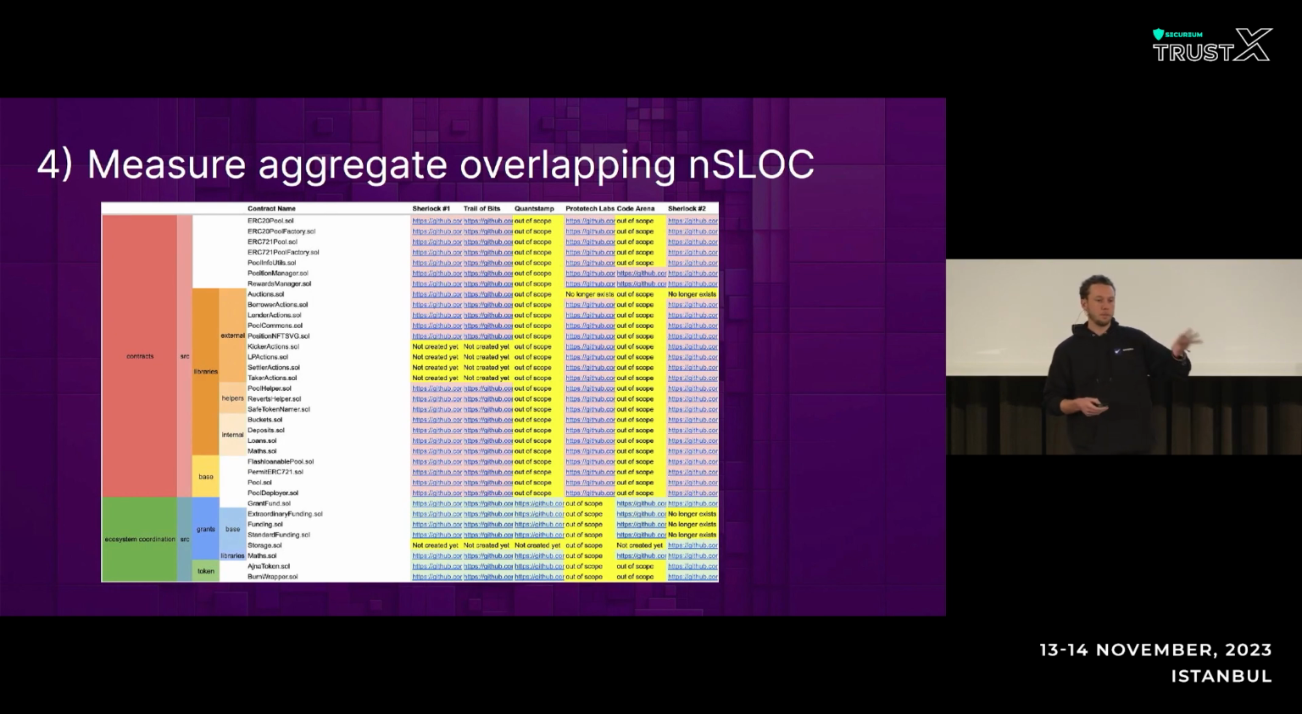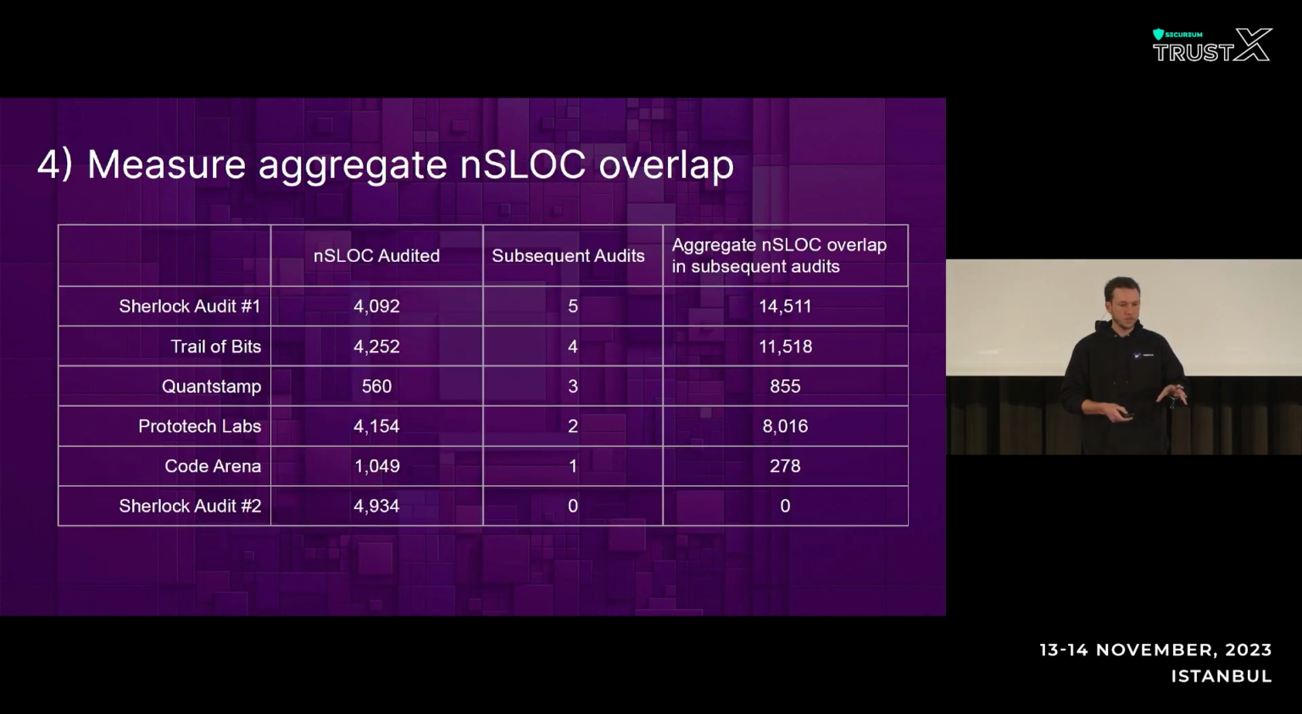4th step, measure the aggregate overlapping NSLOC. So we need to know which contracts were in scope or out of scope for these 6 different audits. And that's kind of what is being pictured here is, okay, let's figure out what was in scope, what was out of scope on the contract level. And then we can go ahead and actually do a diff of each contract and track, okay, how much of that contract was in scope, was in a shared scope between different audits that happened here.